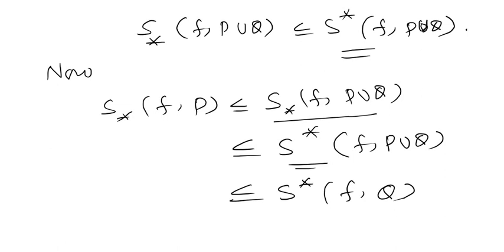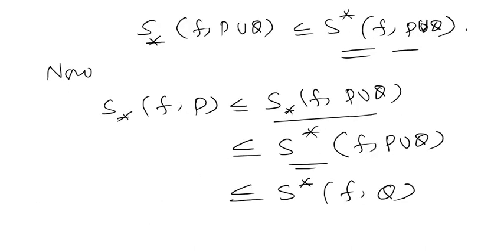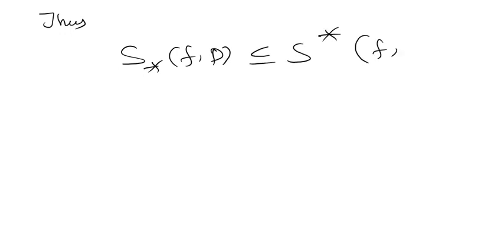If you want to name these, call this 1, this 2, and what you wrote from here call 3. So the first step you used is by 1, the second you used is by 3, and the fourth you used is by 2. So thus lower star is less or equal to the upper star. Thus the lower star of f is less or equal to the upper star of f with respect to the partition Q.